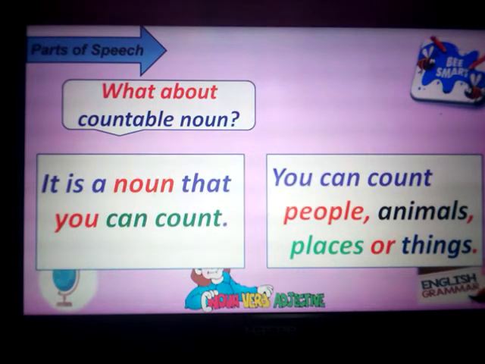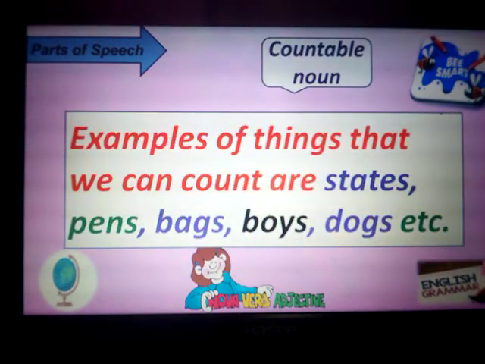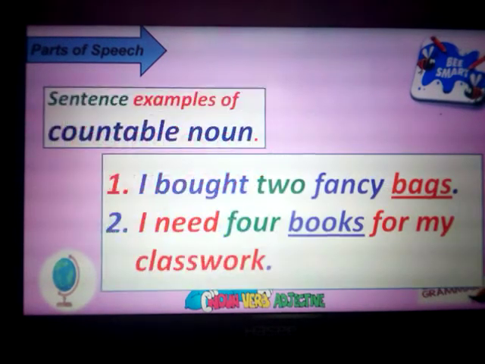Now, a countable noun is a noun that you can count, just as the name suggests. For instance, you can count people, animals, places, and things around you. We can also count states. We have 36 states in Nigeria. We can count them: Abia, Adamawa, Akwa Ibom, etc. Pens, we can count pens. Bags, boys, dogs, etc. These are things that we can count.